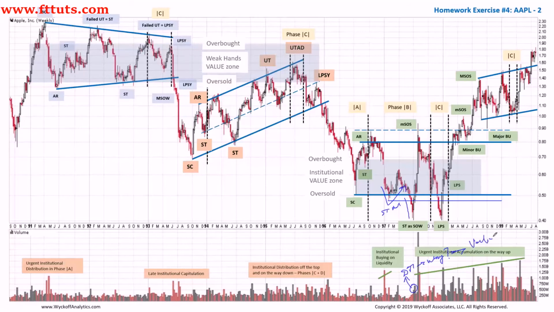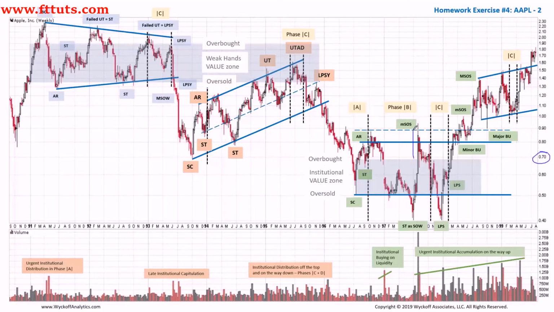Because there is value for institutions. And this value is actually extreme because it's on the oversold condition. So how are they going to buy out of the oversold? They're going to be more aggressive because it's below their value zone. So see, here we are seeing this buying on the way up. And this buying is going to stop once it goes above their value zone.